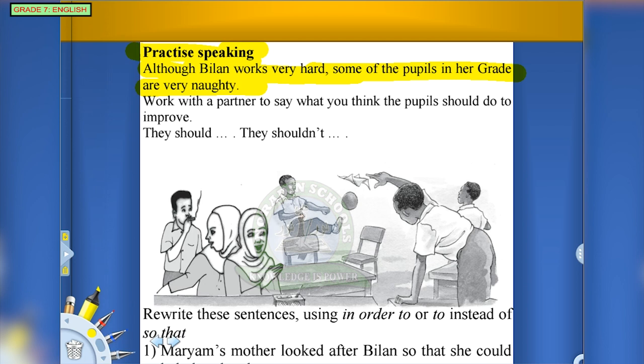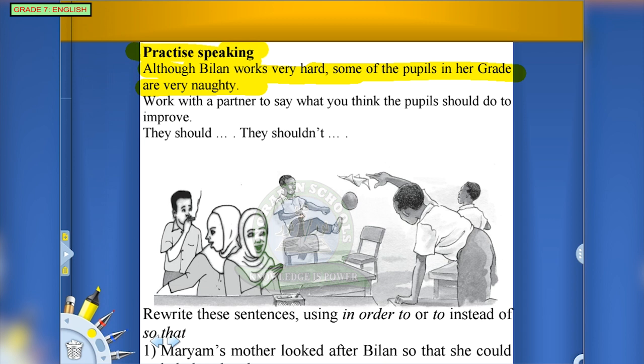Last year she was in second place. This year she wants to become the first student in her grade. So some of her classmates are very naughty. The word naughty means mischievous or badly behaved.